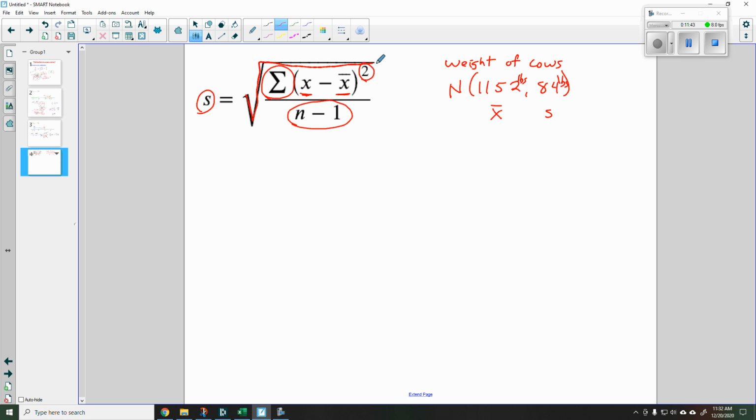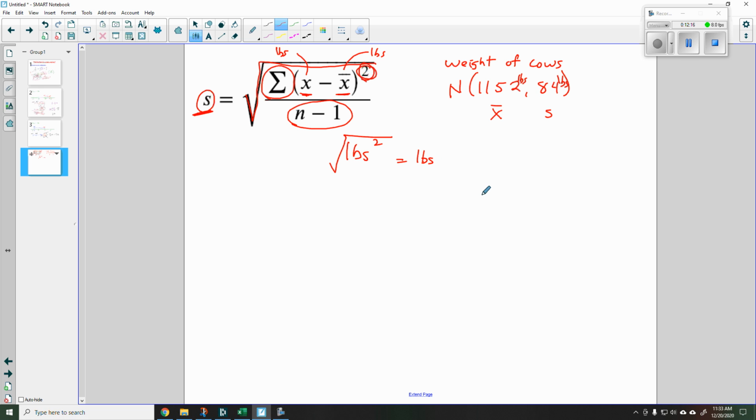So you'll notice that in terms of the unit of measurement, the weight of each cow is in pounds. And the average weight of cows is in pounds. And I've squared it, so I really have pounds squared. But then I take the square root. And so my unit of measurement of standard deviation in this particular example is pounds, right?